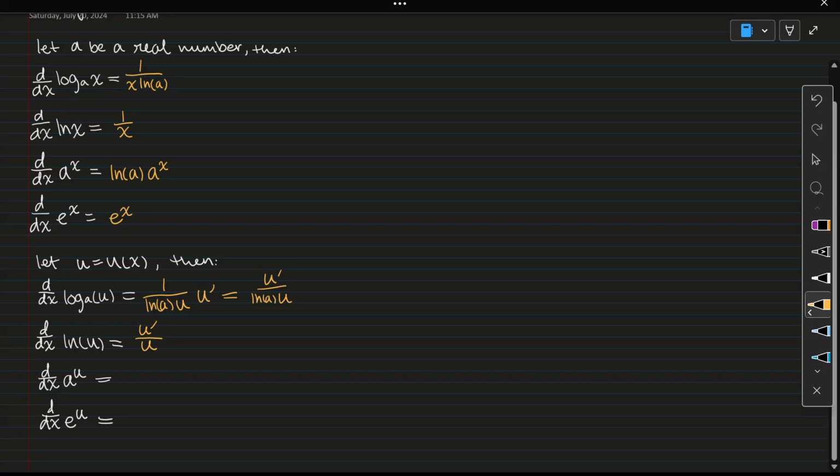Okay, the derivative of a to the u is going to be ln of a times a to the u times u prime. So cleaning it up a bit, I have ln a times u prime times a to the u. And then the derivative of e to the u is going to be e to the u times u prime. So it's u prime e to the u. These are the facts that are going to help us to use logarithmic differentiation as a tool to differentiate some special functions. So next we'll take a look at those.